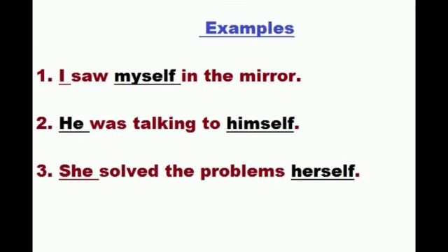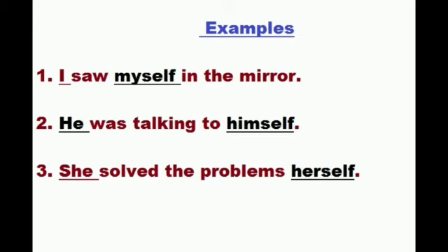Look at these sentences. I saw myself in the mirror. I is the subject and myself is the object. Subject and object are the same. Myself reflects on the subject I. The reflexive pronoun is used when the subject and the object are the same.